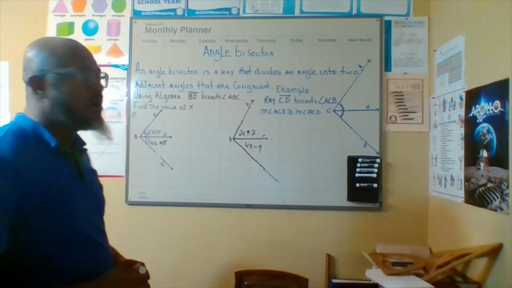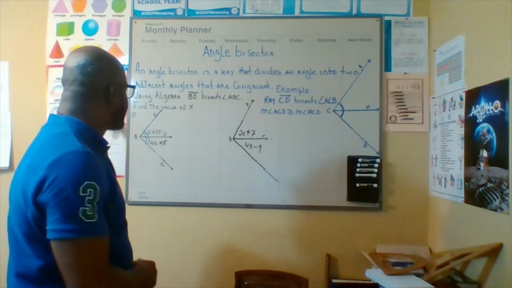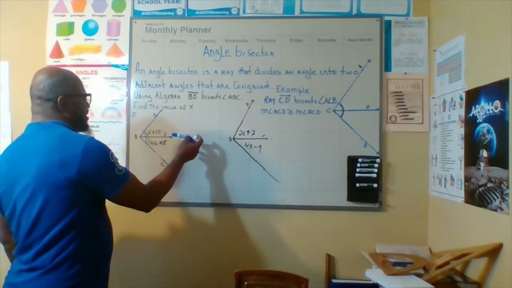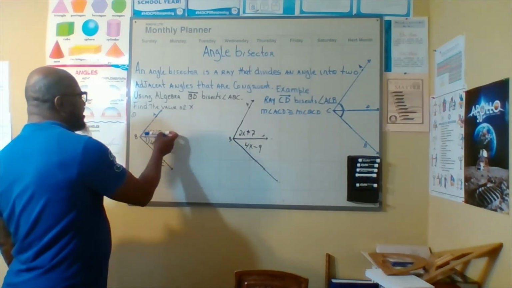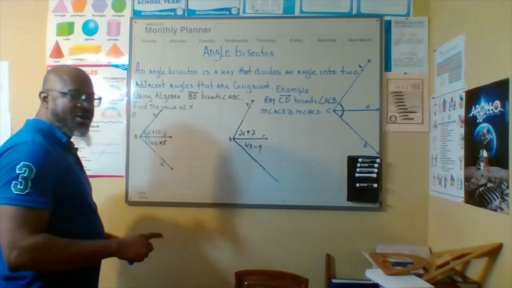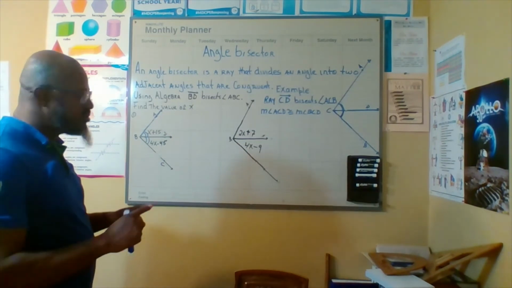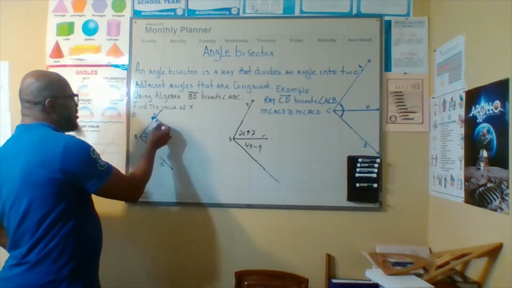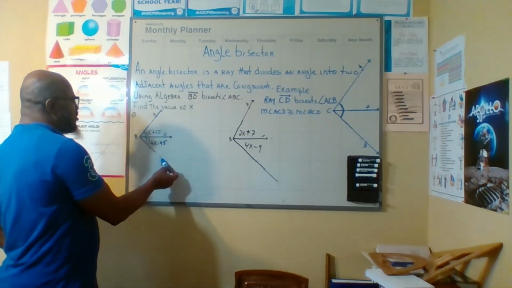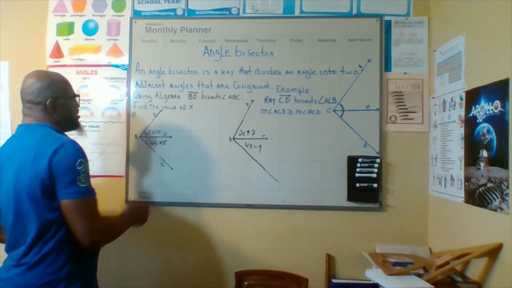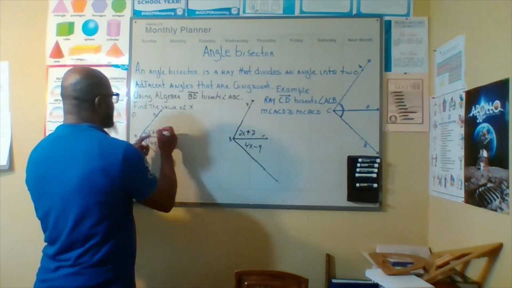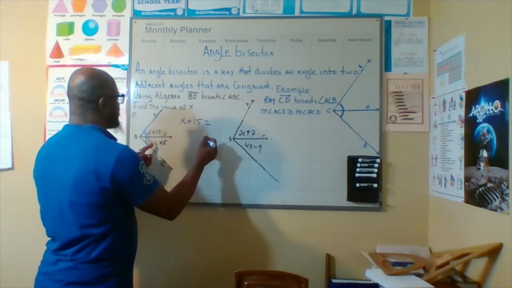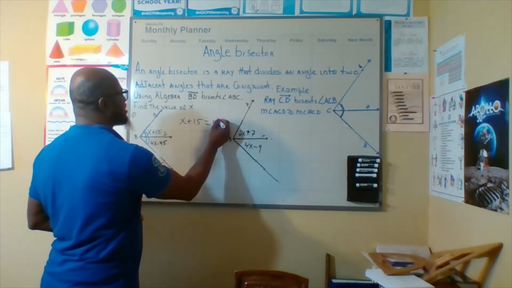Alright, let's continue with angle bisector. Remember, an angle bisector is when you have a ray that bisects an angle and splits the angle into two congruent pieces, two equal angles. For example, in this case, we'll have angle ABD is congruent to angle CBD. So that expression, x plus 15, will be equal to that expression, which is 4x minus 45.